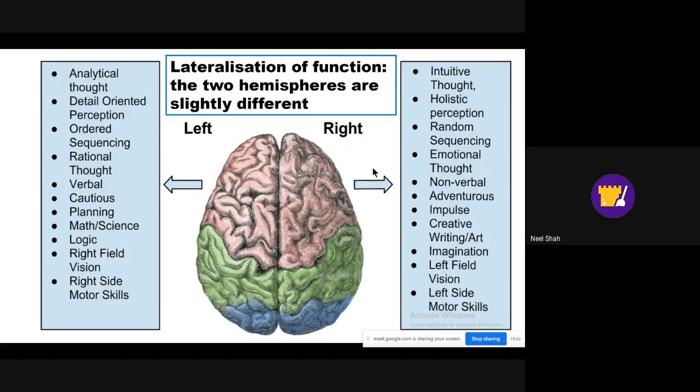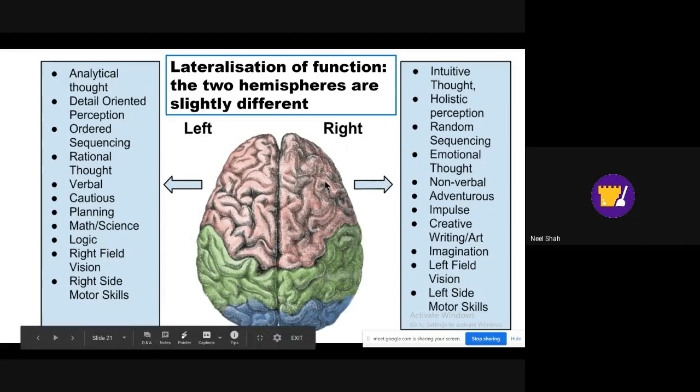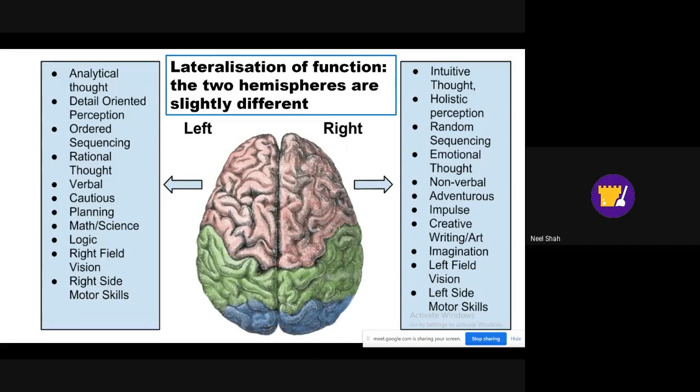It's also the side of the brain that deals with emotional thoughts, your emotions, your impulsiveness, your creativity. So if you're painting or drawing, for example, your right brain area is going to be quite well activated. And again, when I talk about motor skills, I should mention here as well, your right brain controls your left side of the body, and your left brain controls the right side of the body.